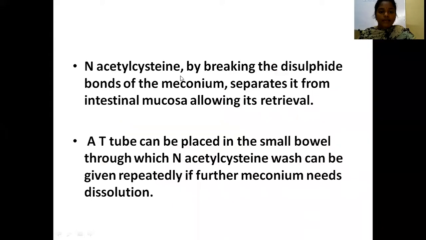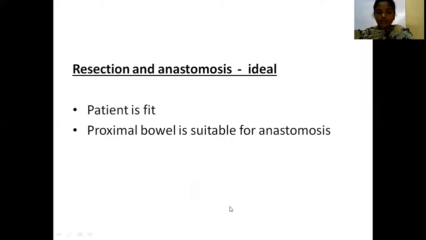This N-acetyl cysteine, how does it work? It works by breaking the disulfide bonds of meconium. It dissolves or separates the meconium from the intestinal mucosa, allowing its removal. A tube can be placed in the small bowel through which this N-acetyl cysteine wash can be given repeatedly. If it needs further dissolution, then a tube can be left in situ.